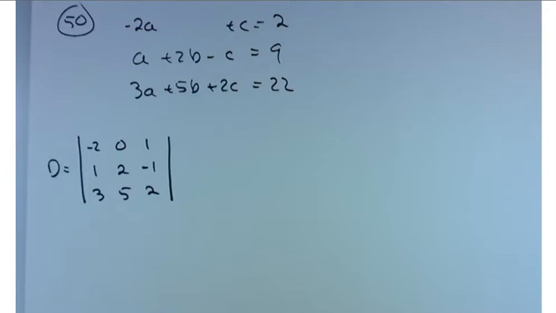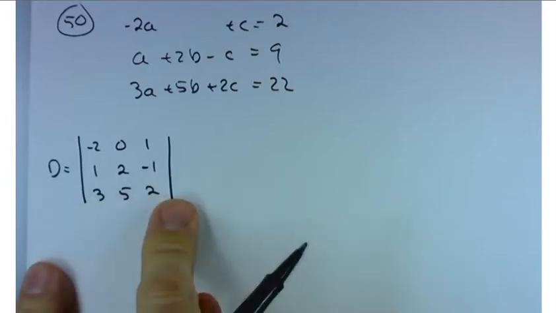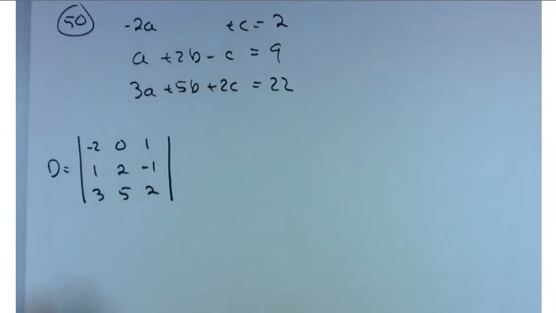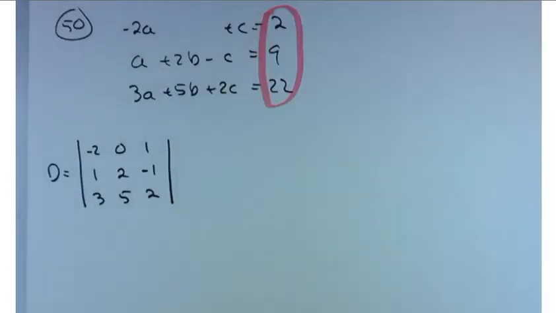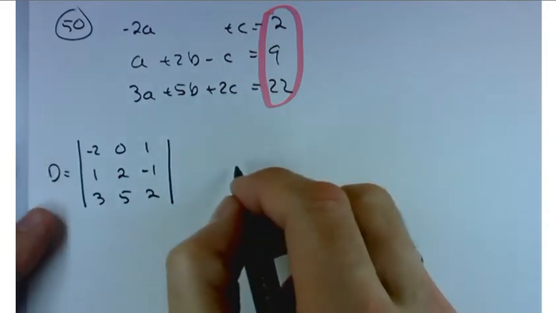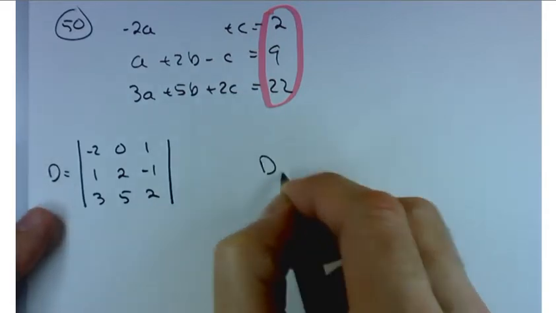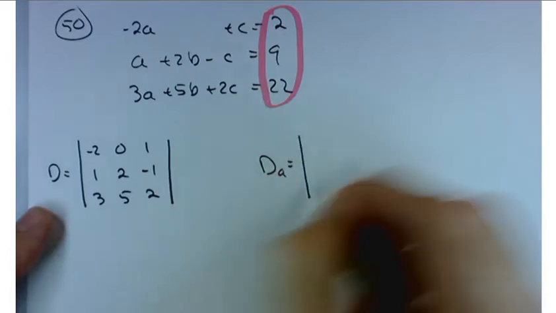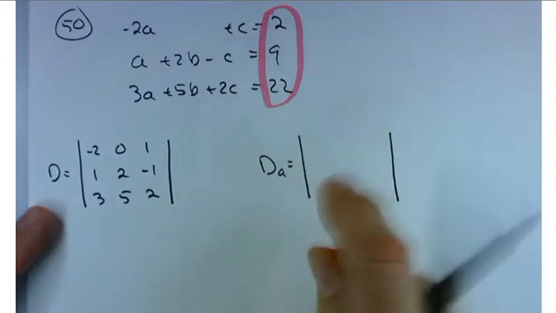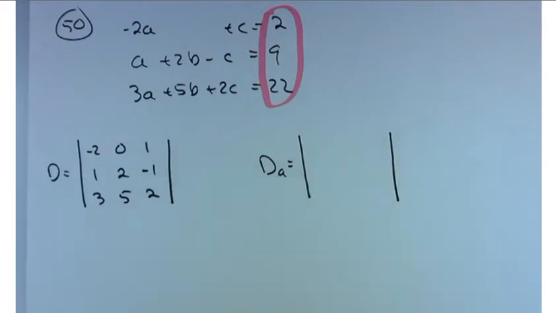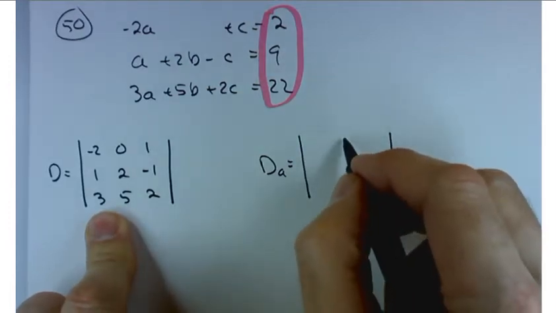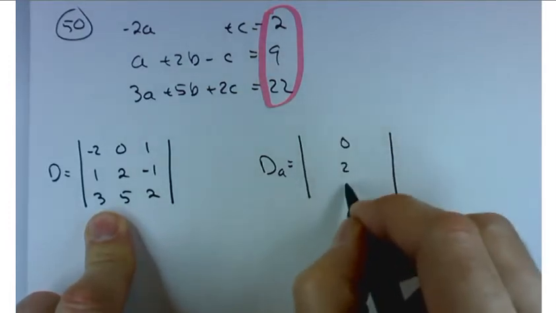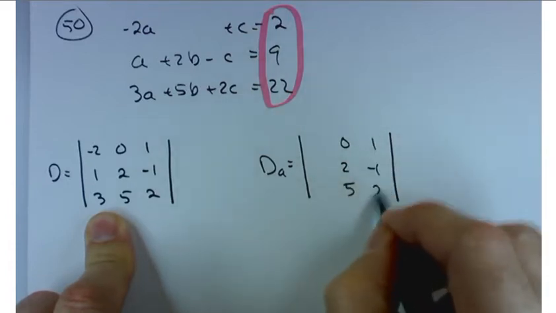Let's keep going. Now, one at a time, we're going to replace these columns by the coefficients on the right-hand side, by these numbers here, 2, 9, and 22, to get our subsequent determinants. So I'll call the next one D sub A. I'd use an X, except we've got A, B, and C here. Now I'm going to change out the first column, but the next two are going to stay the same. So 0, 2, and 5, 1, -1, and 2. Cool.